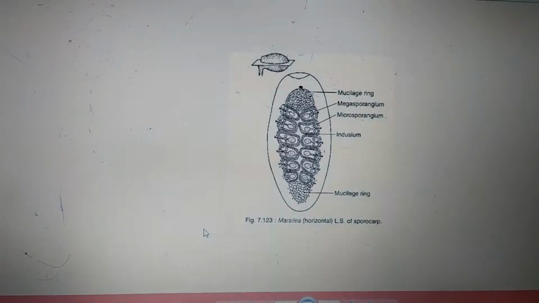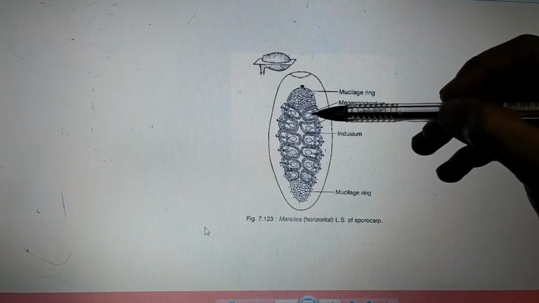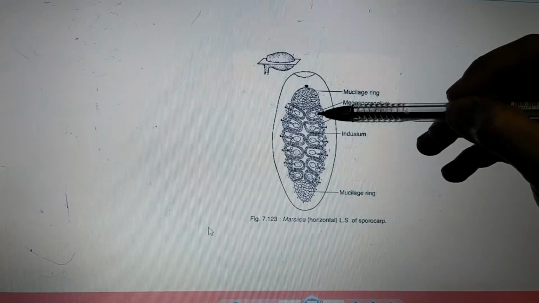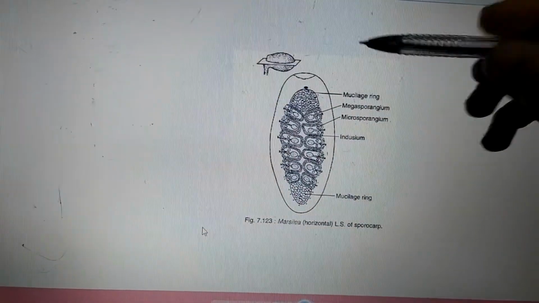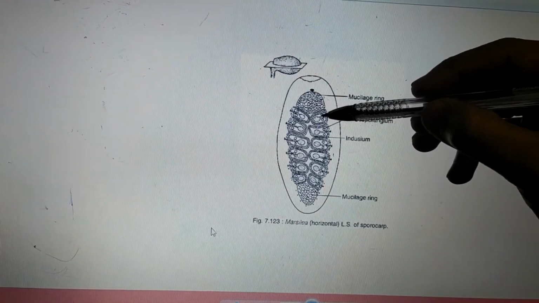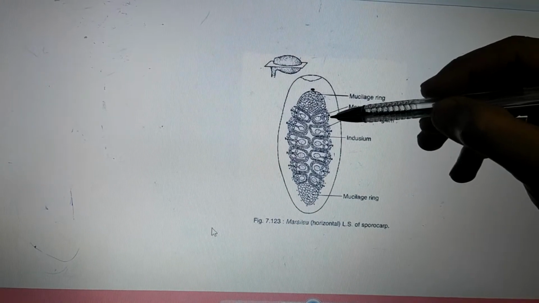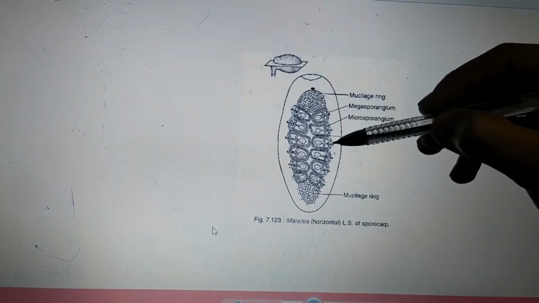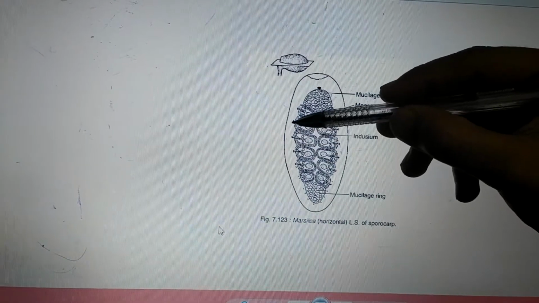Now these mega as well as microsporangium are present on the receptacle. On the receptacle at the top we have megasporangium. At the lateral side base we have this microsporangium. To this receptacle, these dark color points, these are nothing but placental bundle.